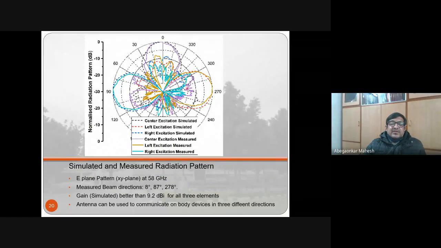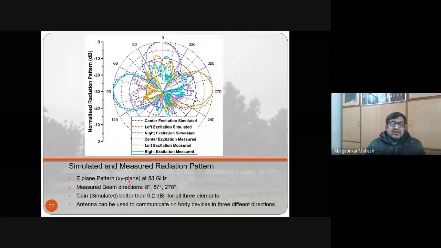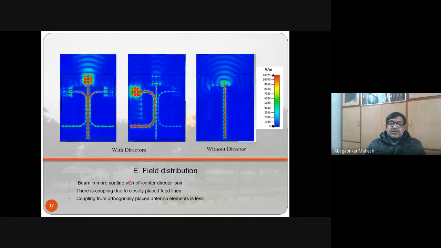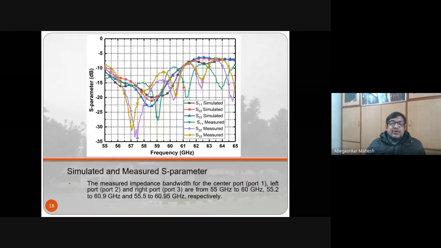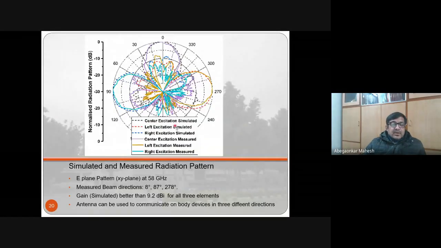This E-plane pattern is plotted at 58 gigahertz. The E-plane pattern is your XY plane, that is perpendicular to the antenna. The beam directions are 8 degrees, 87 degrees, and 278 degrees, so distinctly different directions. Gain is better than 9.2 dBi for all three elements, and this antenna can be used to communicate with on-body devices in three different directions.